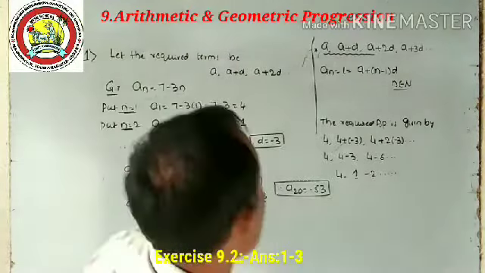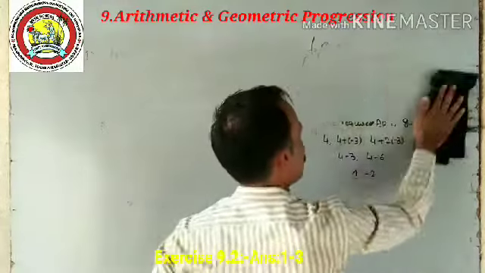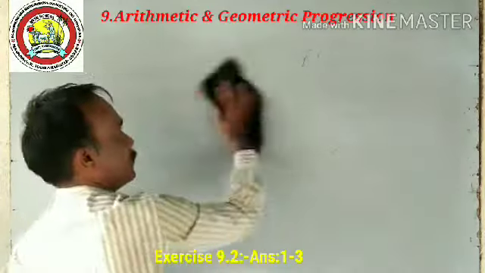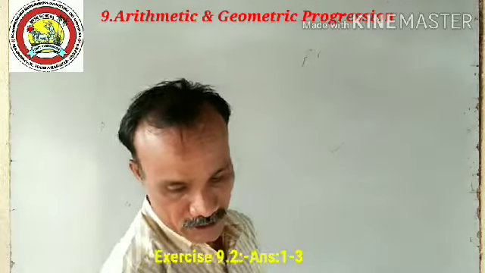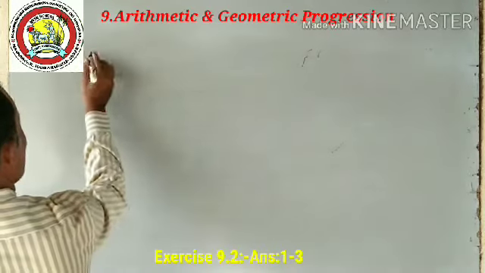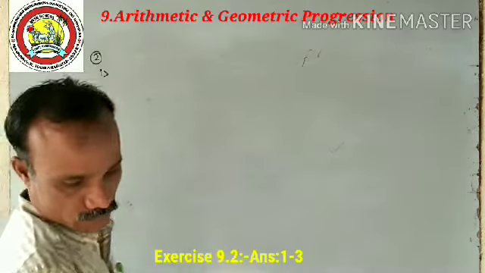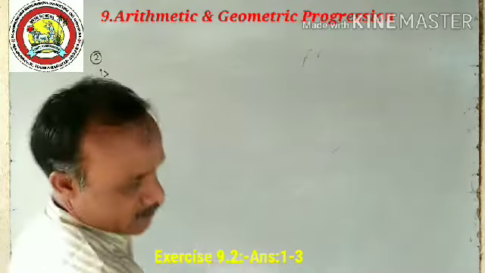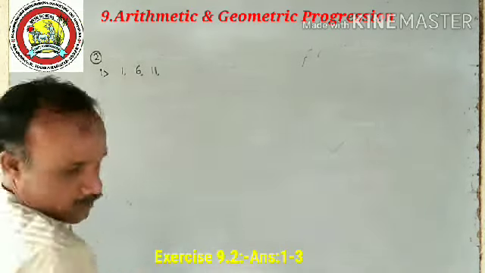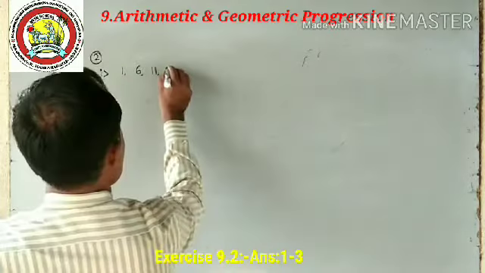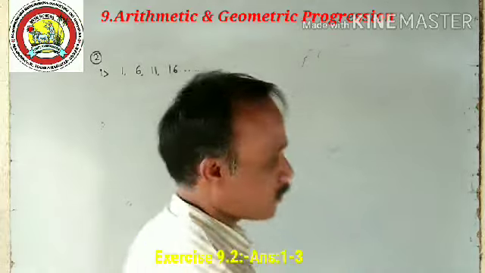Okay, let's see the next question. Second question: find the indicated term in each of the following APs. Question number 2, first one. Given the sequence 1, 6, 11, 16, you have to calculate A20.